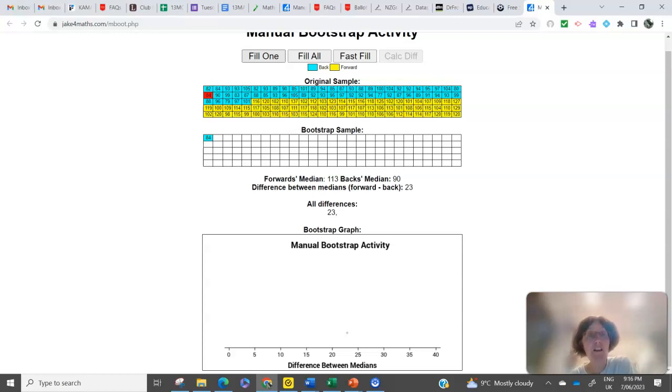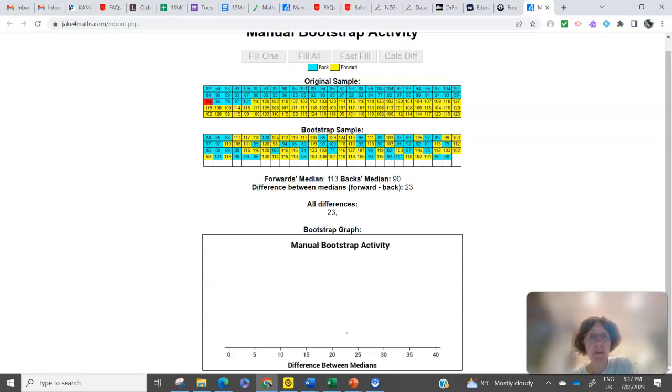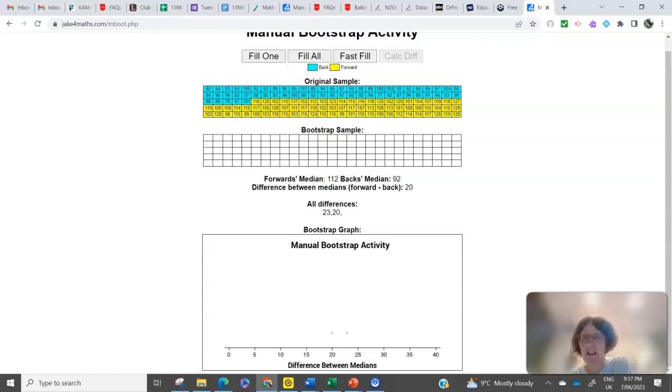Okay, now we're going to do it again. Right, first guy, 84 kilograms, and he's a back. Now we've got another back, 85 kilograms, and so on. Right, so we do it again. And this time, let's see what we get. Right, this time the numbers are slightly different, right? The forwards median is 112 kilograms, and the backs median is 92 kilograms. Remember, in the first one, they were 113 and 90. So we've got two differences now here. We've got the first one, which was, let me see if I can do maths today, maybe not, right? That's the new one there, and that's the first one. Okay, we'll do it again.